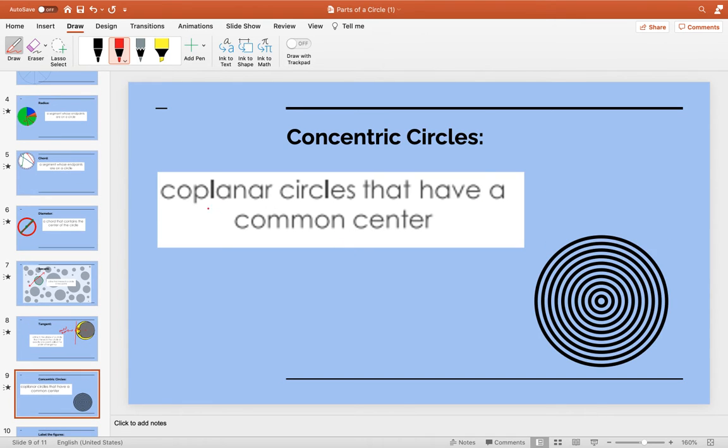And then concentric circles. Not coplanar, I meant concentric.